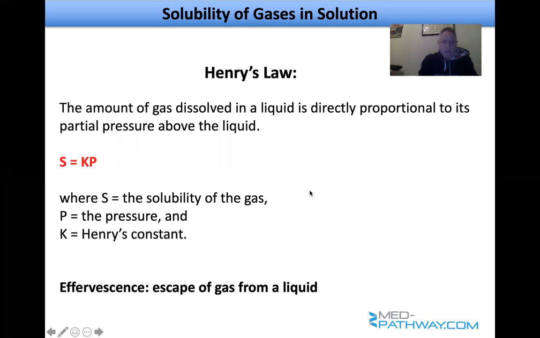And there's this concept of effervescence, where a gas escapes from a liquid. This explains what happens when you open up a soda pop can or bottle. You see the fizz. That fizz is effervescence. What's happening is when you open it up, you now have atmospheric pressure, and since the pressure inside the can was higher, you're going to bubble out until you reach equilibrium, like Henry's law.